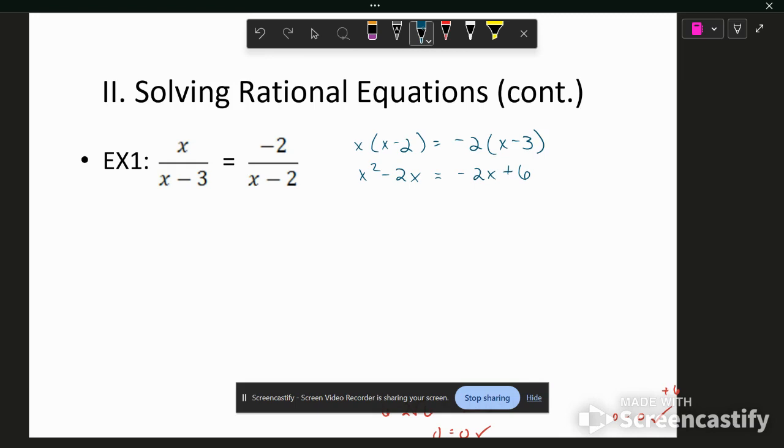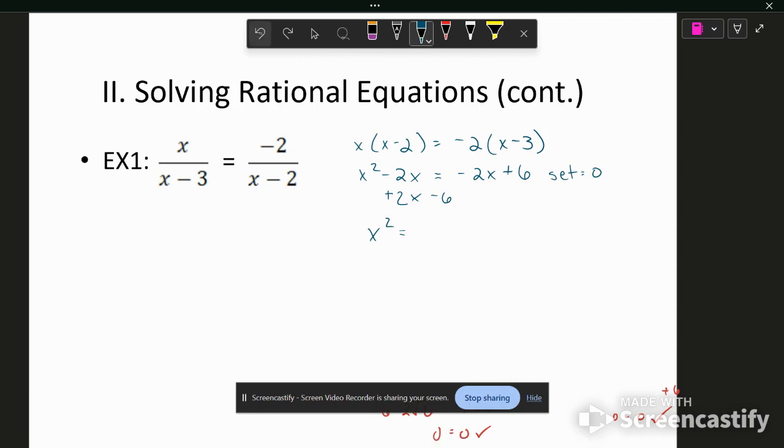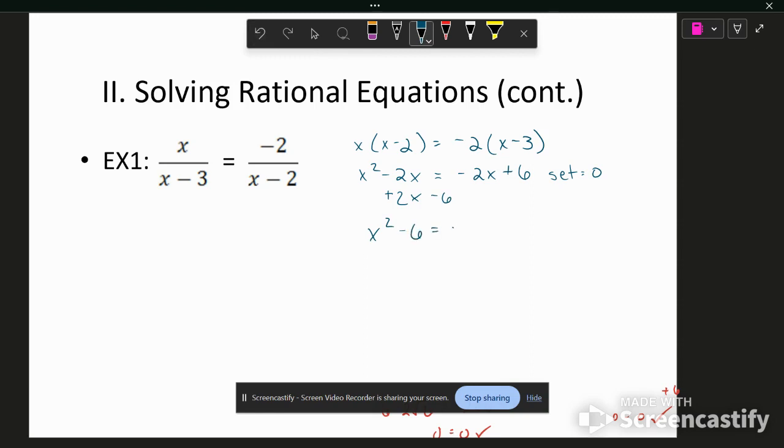And then in this type of situation, you'd want to set it equal to 0 in order to solve, just because you're probably going to have to factor. So I'm going to add 2x to both sides, and I'm also going to subtract 6 over. So I'll get x squared minus 6 is equal to 0. And then from here, I can take x squared equals 6. x is equal to plus or minus the square root of 6.